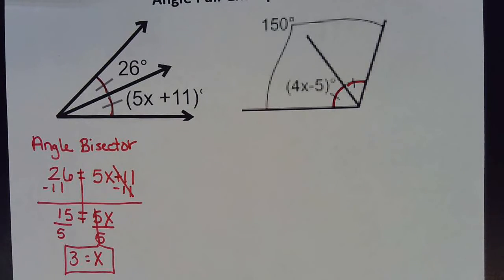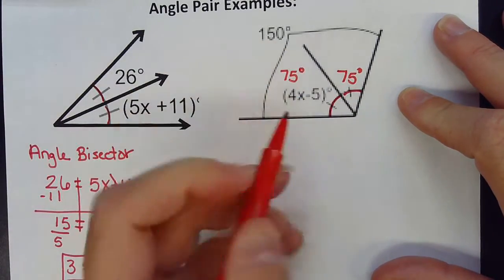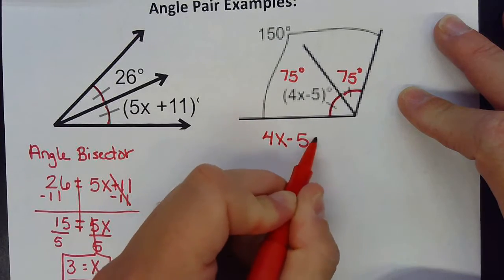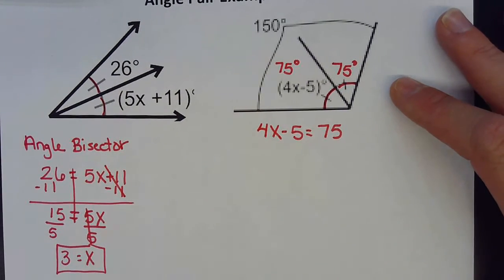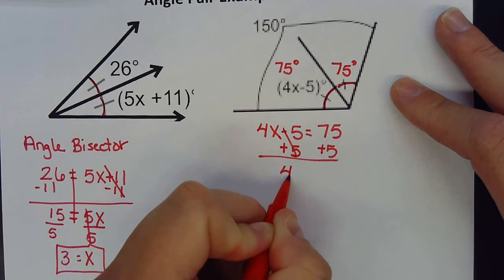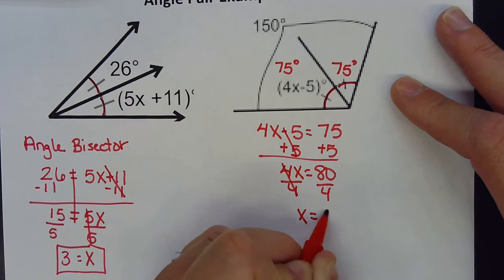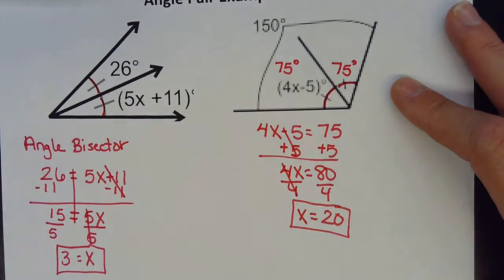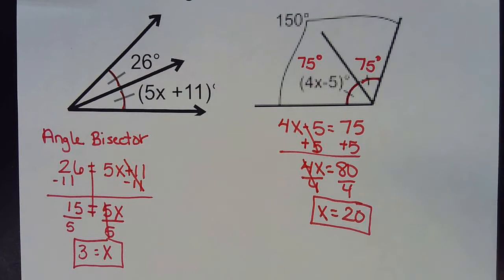Yes, Lauren. Wouldn't that mean that 4x minus 5 is 75? Yes, if this is 75 degrees and this is 75 degrees, to solve for x, you would take 4x minus 5 and set it equal to 75 degrees. Then you'd use your awesome algebra skills. Add 5 to both sides. 4x equals 80. And then divide by 4. And you'd get x equals 20. That one made you work a little bit for it. That might be the hardest problem you do today, right there.